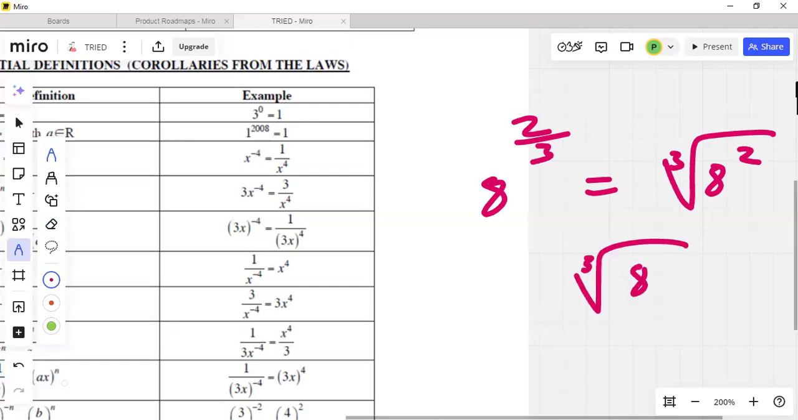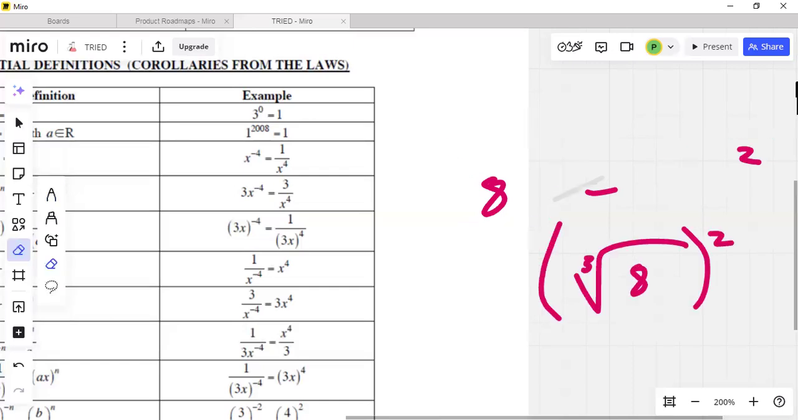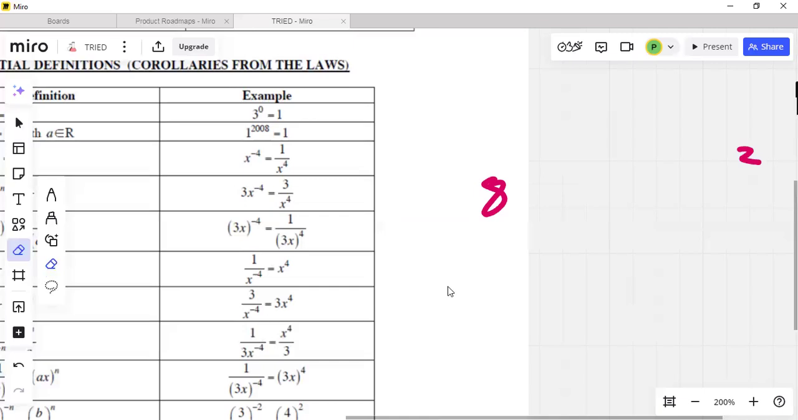That's what we have. With 8, again, we are saying we have the cube root of 8, so the cube root of 8 squared. It's basically one and the same thing. That's how we apply this law, and we see how we apply it.